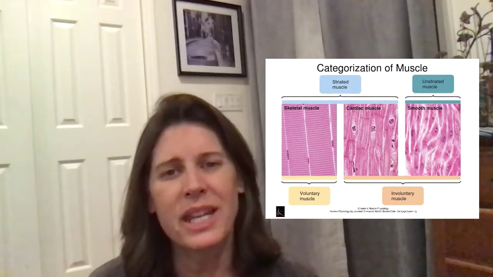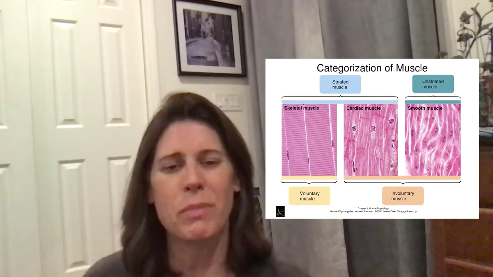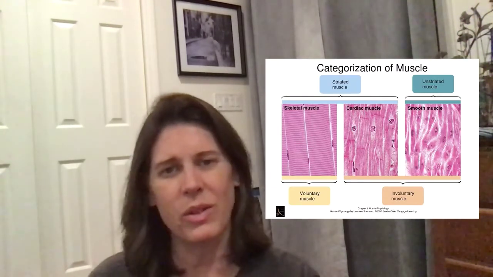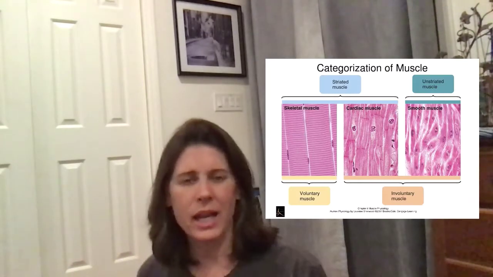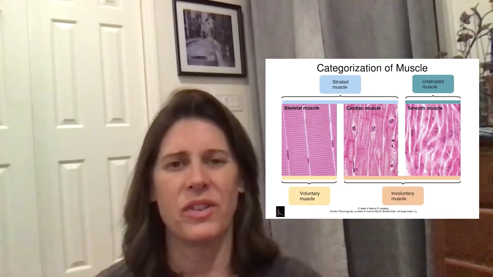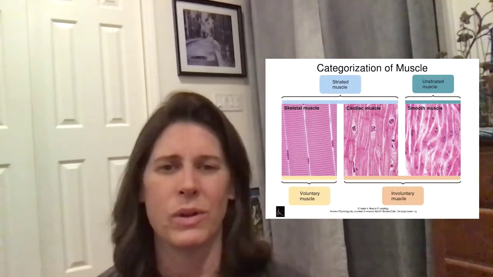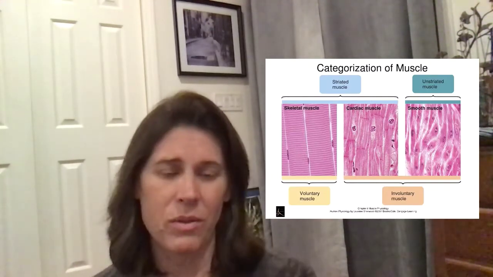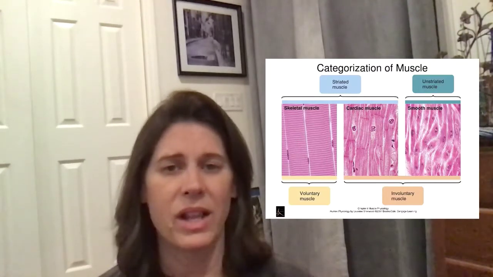You don't have to think 60 to 70 times each minute for your heart to beat. You don't have to will it to do that. It'll do it on its own. Okay, the smooth muscle in your digestive system is going to contract on its own. So again, that doesn't involve conscious thought, so we can classify it as involuntary muscle.